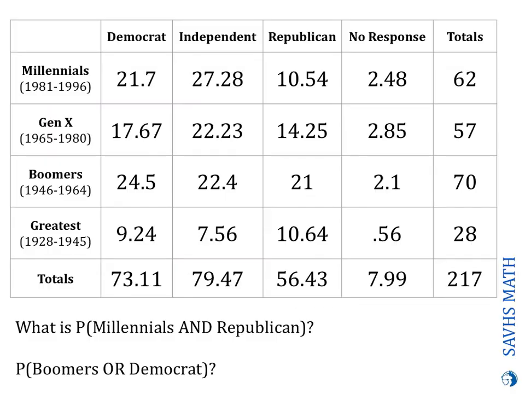Okay, now let's look at some ands and ors. If we look at the people who are both millennials and Republicans, that is just this region right here. If you randomly choose someone out of this entire sample, what's the probability you randomly choose somebody and they are a Republican and are also a millennial? Okay, well, this is 10.54 out of 217. You can figure out what the percentage is here. I'm not going to spend a lot of time doing that today.